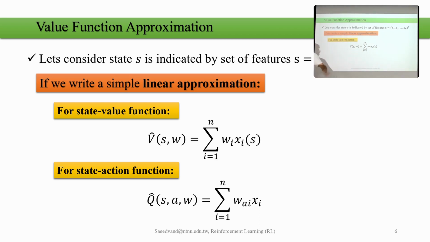What does it mean? It means that the estimated value of S and W is equal to the sum over all n of the weights W times the features of the state. So this state has a couple of features, and each one has some weight. The sum of all of them represents my estimated value of the state and W that I'm defining.